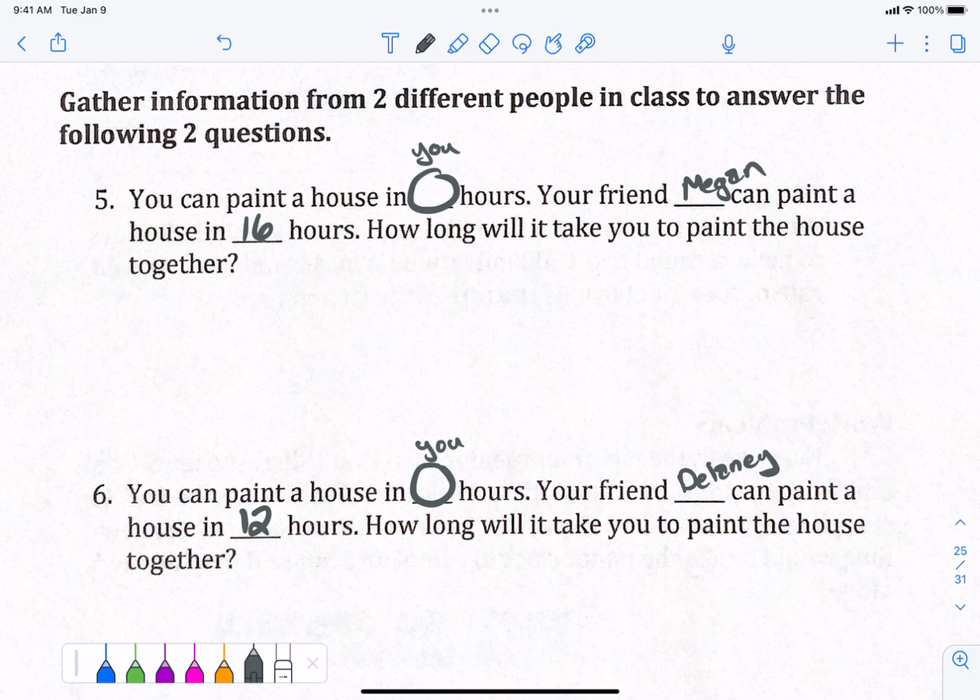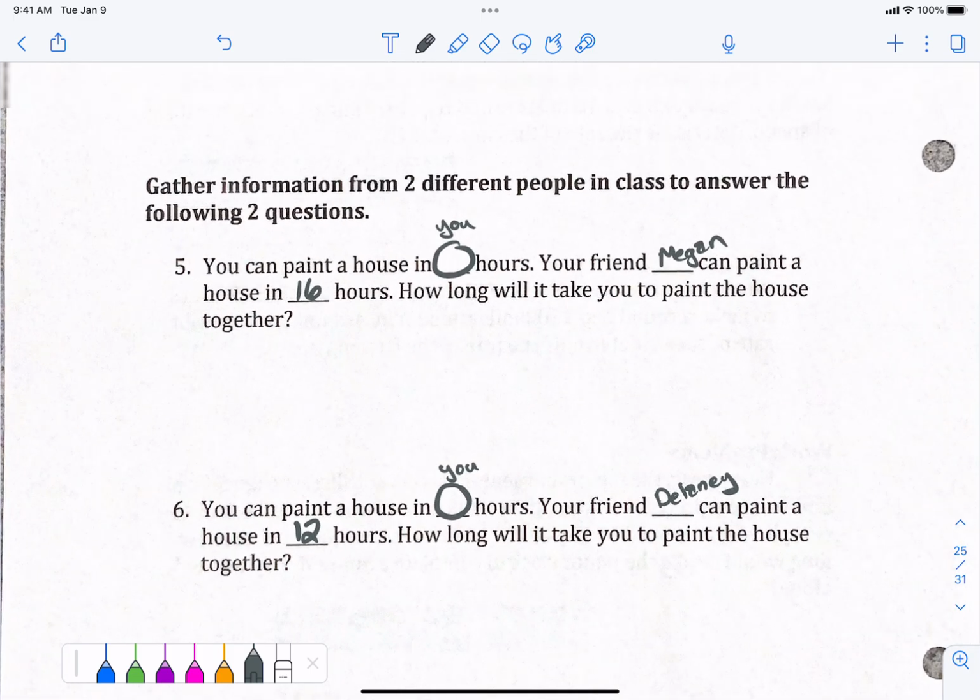All right, that's all I have for you. If you want to work together with those people that you partnered up with on 5 and 6, that would not be a bad idea, right? All right, that is all I have.